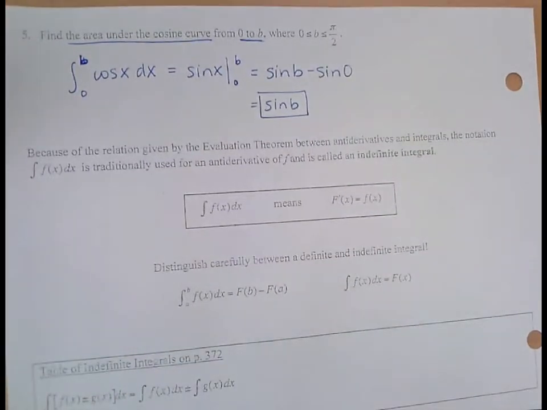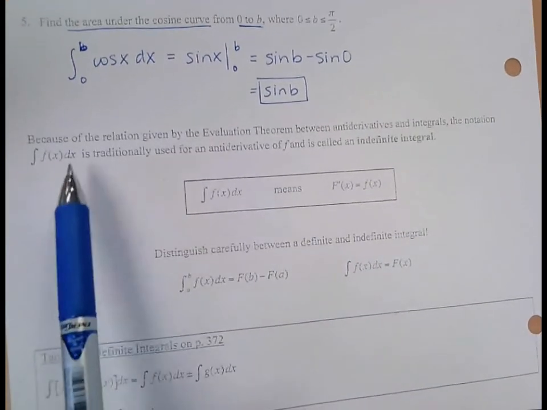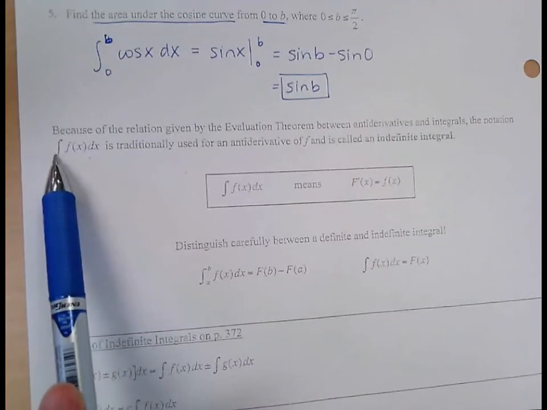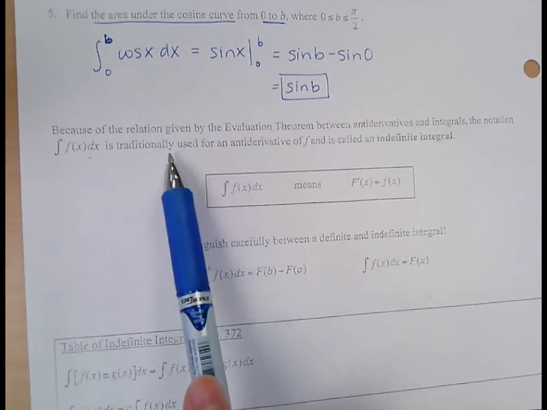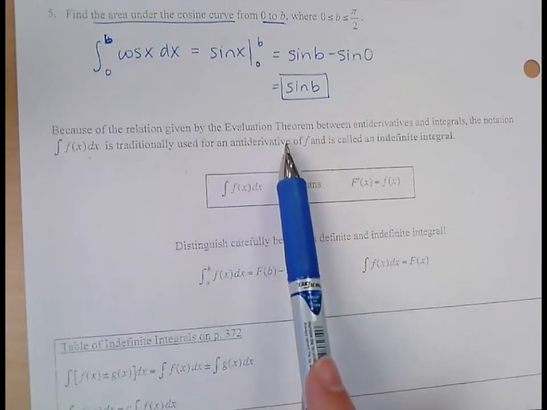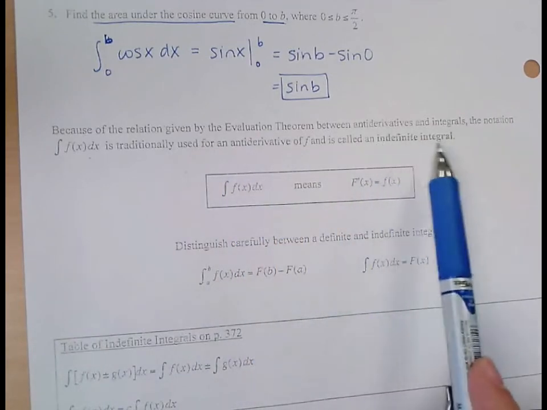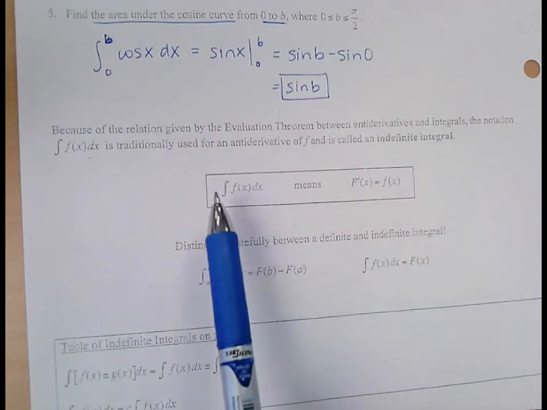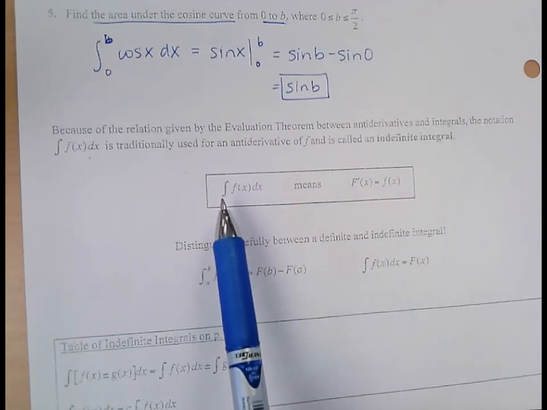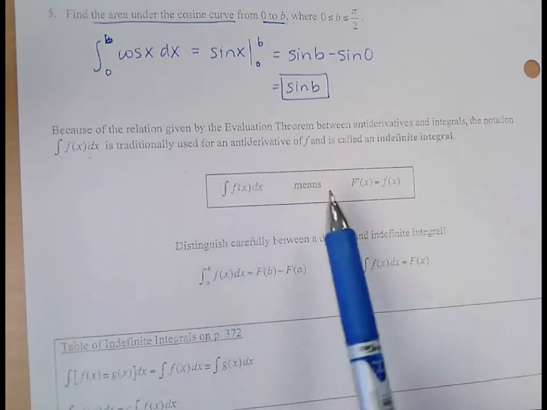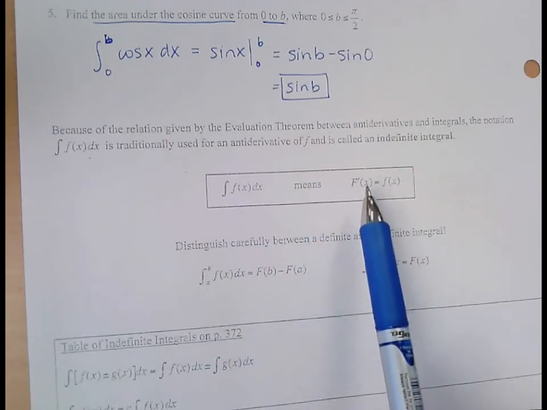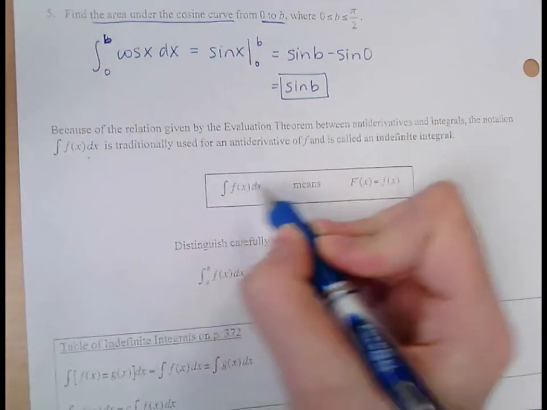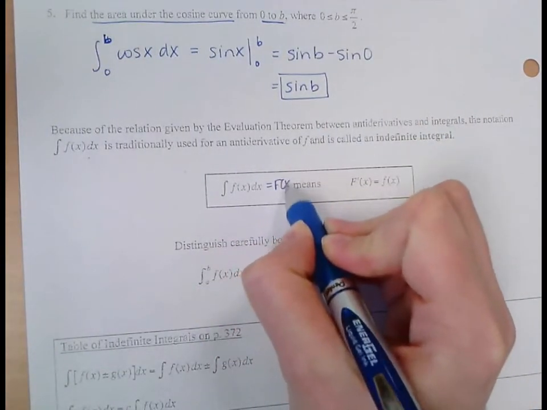However, because we're using antiderivatives to actually evaluate integrals, this notation, the integral of f of x dx with no limits of integration, is traditionally used for an antiderivative of f. This is called an indefinite integral, indefinite because it has no limits of integration. So this notation means capital F prime of x is equal to f of x. So this is really equal to the antiderivative.